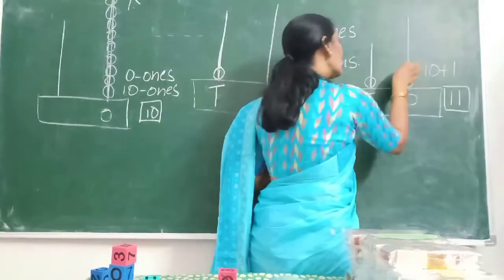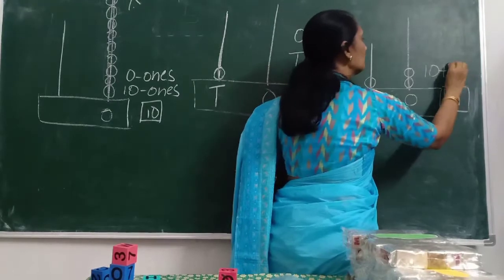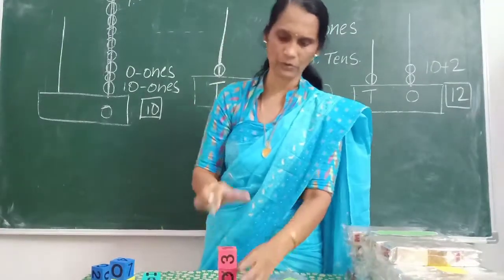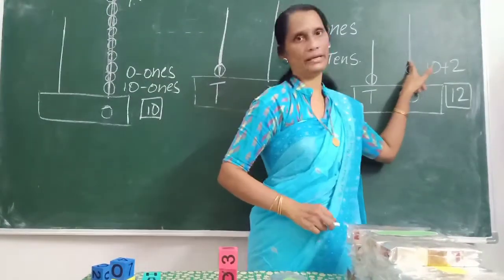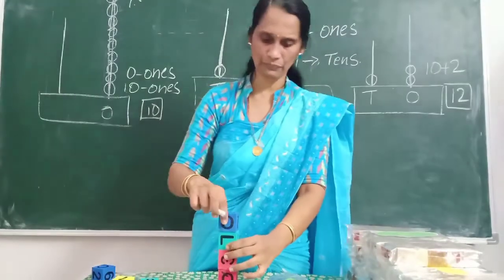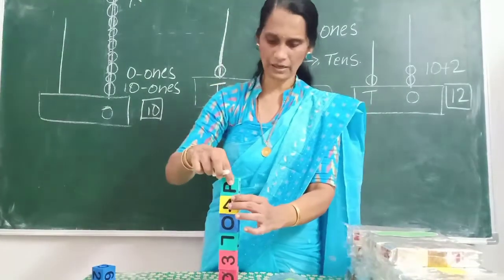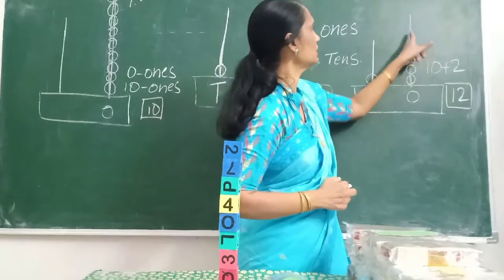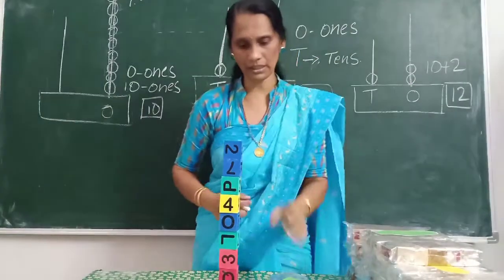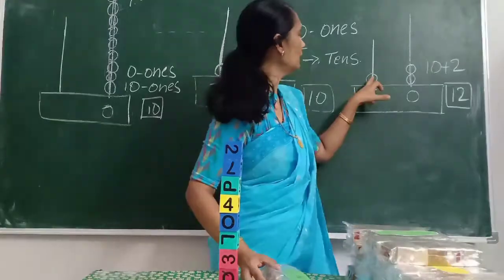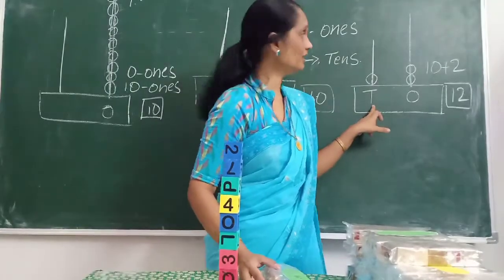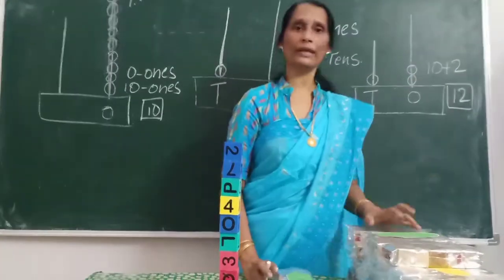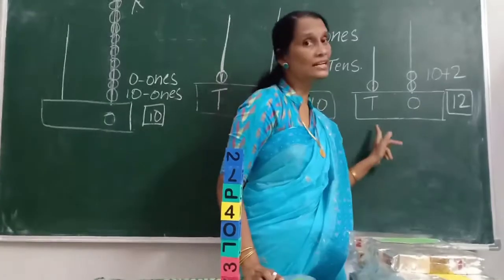If you want to show 12, one more block. So you keep one more bead. So it will become 10 plus 2, 12. So if you want to show one more, 13, we will keep one more bead here. Then 14, 15, 16, 17, 18, 19. That means 9 beads we will show on this one. If we want to show 19, we will show a single bead on the tens place and 9 beads on the ones place. Okay, this is called ones place and this is the tens place.